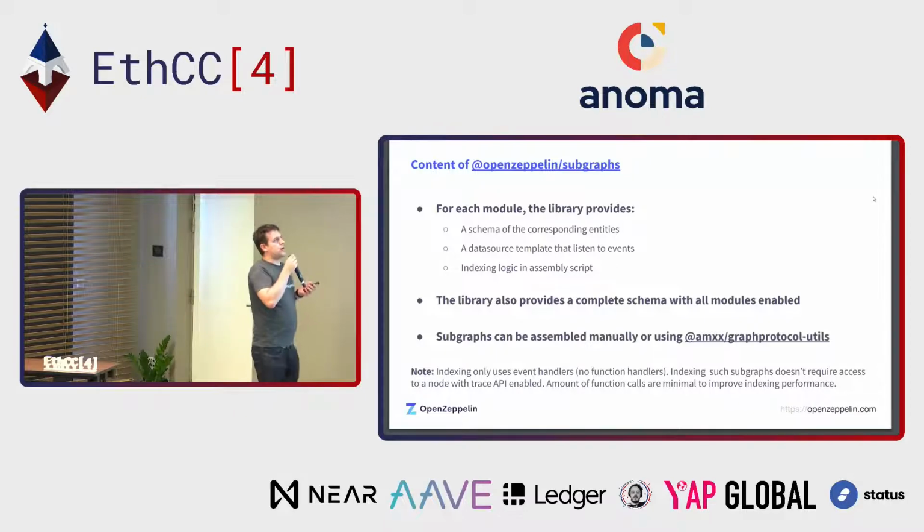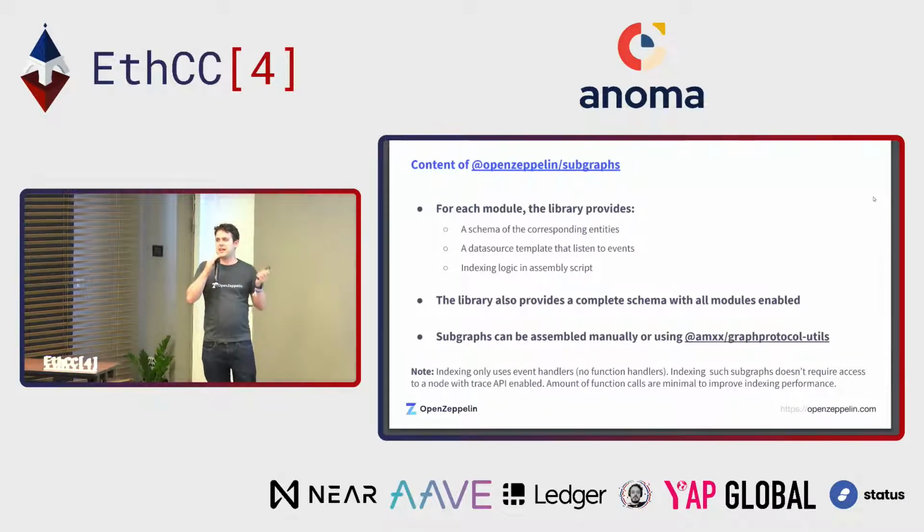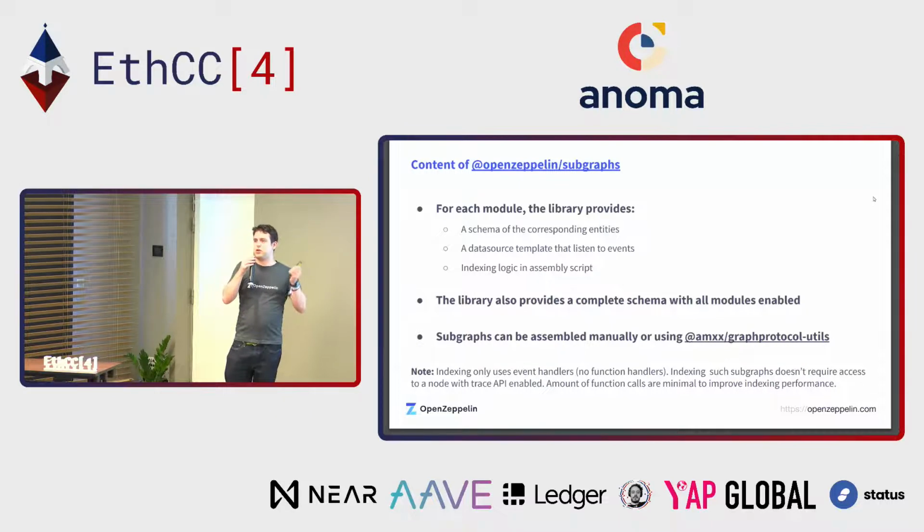For each module, you will find a schema of the entities. So that's what we saw previously. It's a schema of the database. This is how you will be able to query your subgraph. You have a data source template that you will be able to use so that you can very easily create your subgraph manifest to decide what you want to index. And you have the indexing logic that is written in AssemblyScript.